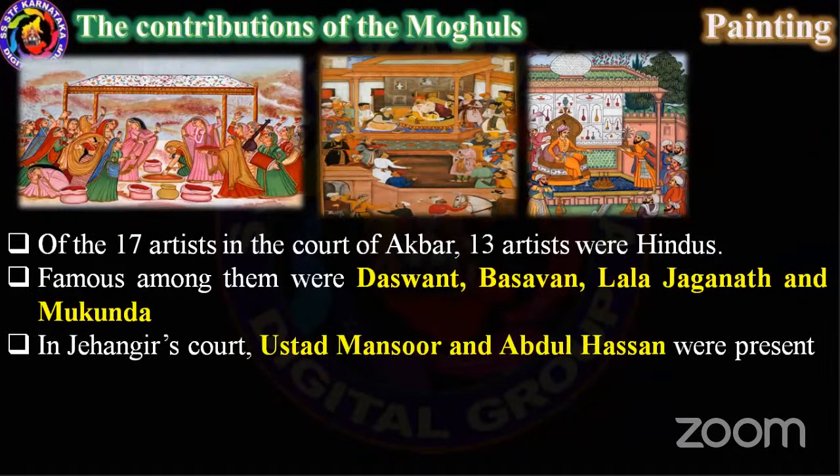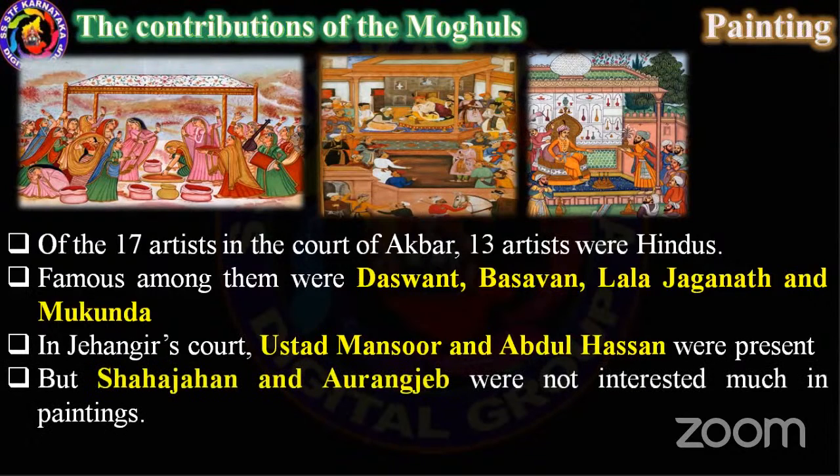In Jahangir's court, Ustad Mansur and Abdul Hassan were present. During the Jahangir period, Ustad Mansur and Abdul Hassan were the important painters. But Shah Jahan and Aurangzeb were not much interested in painting. To construct monuments, Akbar and Shah Jahan both had shown interest, to build monuments and buildings in their region.